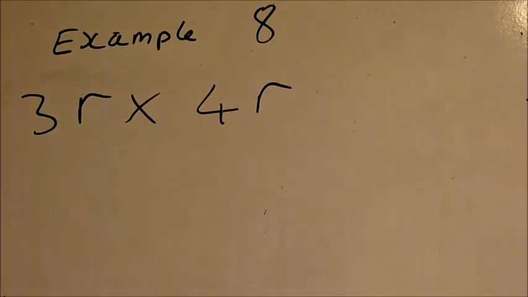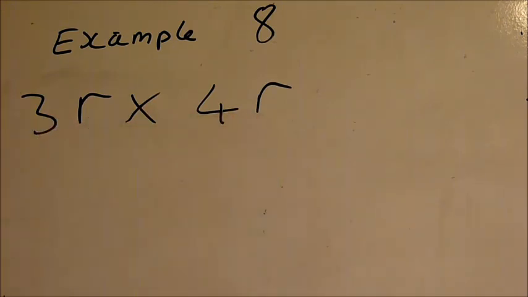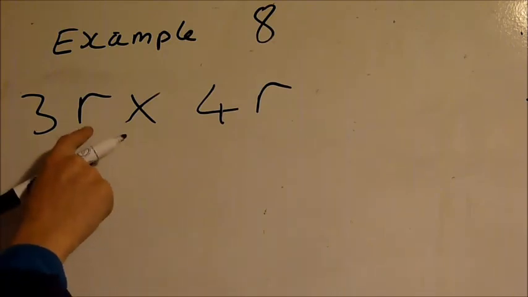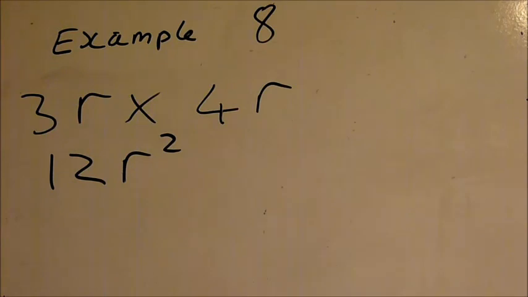Okay, so here we have another problem just like the last one. We have two numbers that we know, and we have two letters that happen to be the same. So once again, we just do 3 times 4, which is 12. Then we have an r, and we have another r. So that's just going to be r squared.